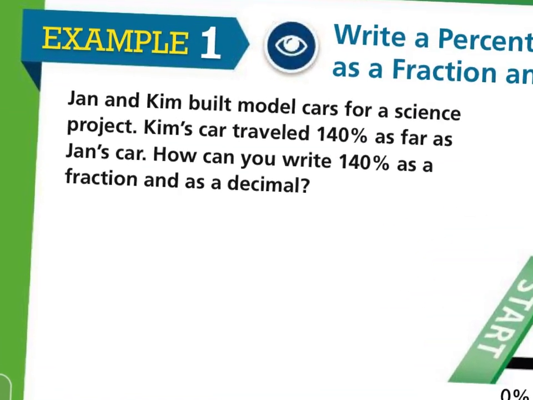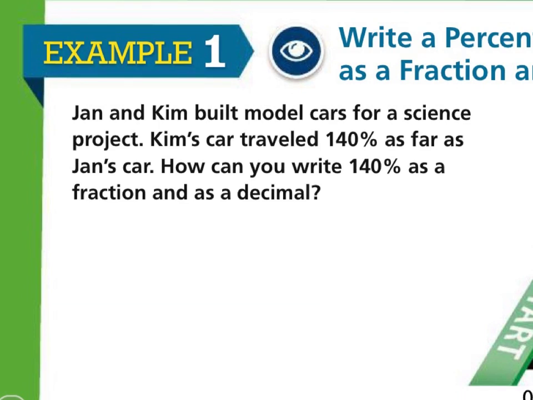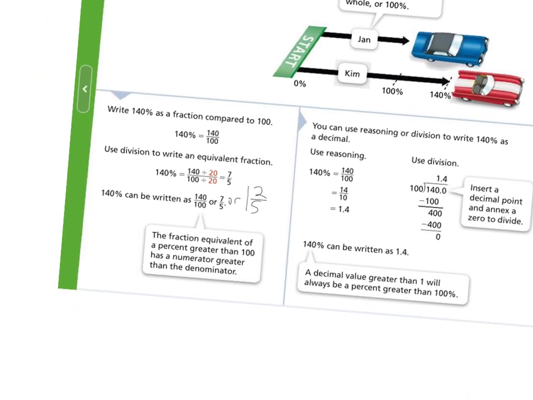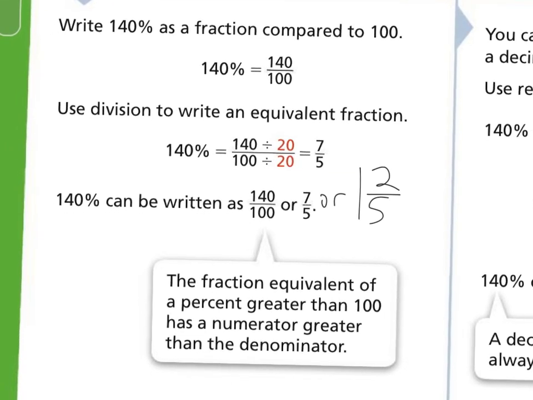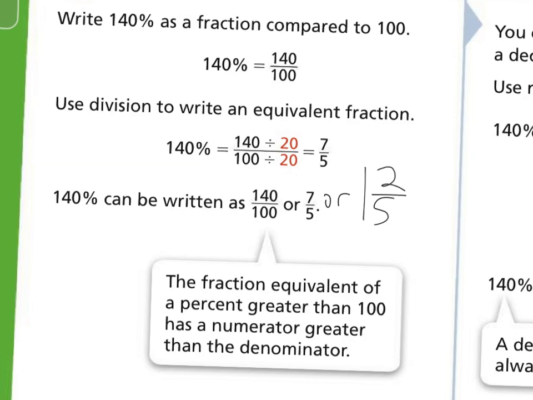So example 1, Jan and Kim built model cars for a science project. Kim's car traveled 140% as far as Jan's car. How can you write 140% as a fraction and as a decimal? Just like we've talked about before, a percent we can put as a number over 100. So 140% is 140 over 100. What they did is they reduced that down to 7/5.